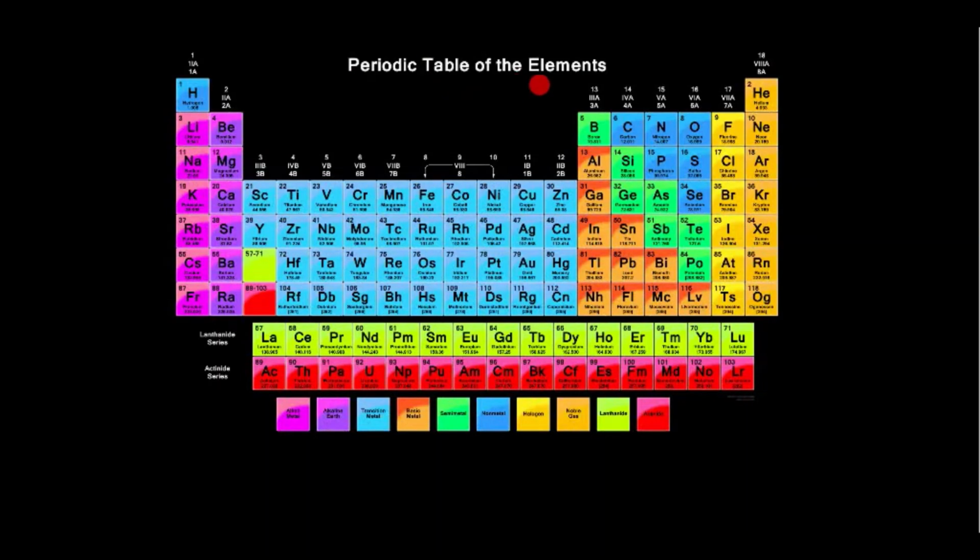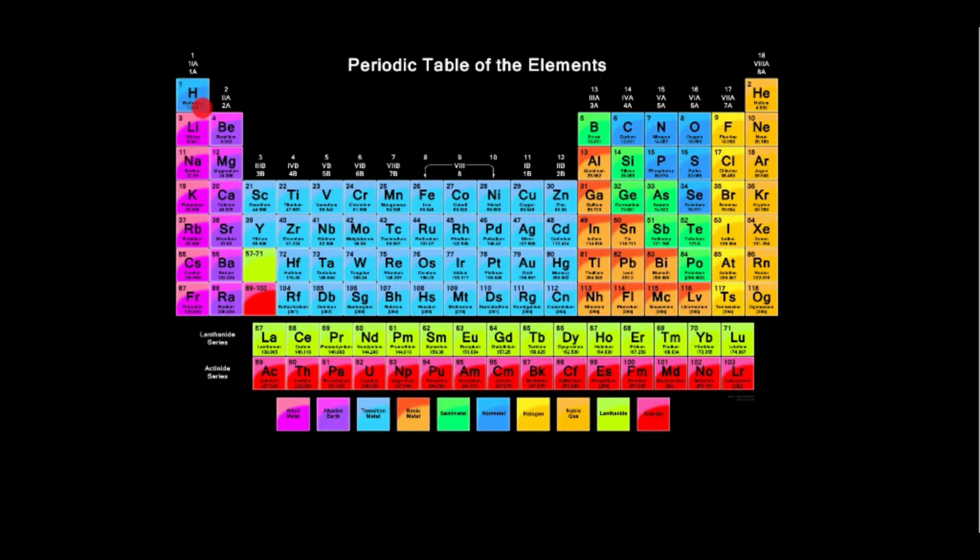This is the periodic table of the elements. This is the modern periodic table. This periodic table is based upon the modern periodic law. We know what is a modern periodic law. If elements are arranged in the increasing order of their atomic numbers, then their properties are repeated in a regular manner. In this periodic table, elements are arranged in the increasing order of their atomic number.